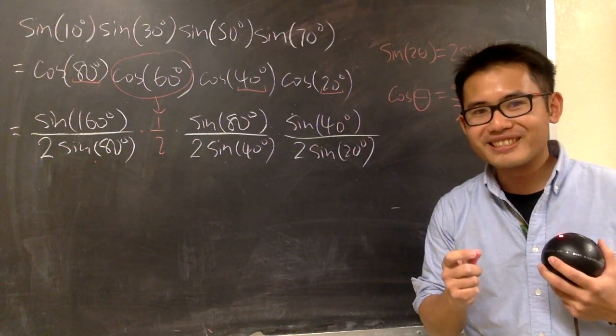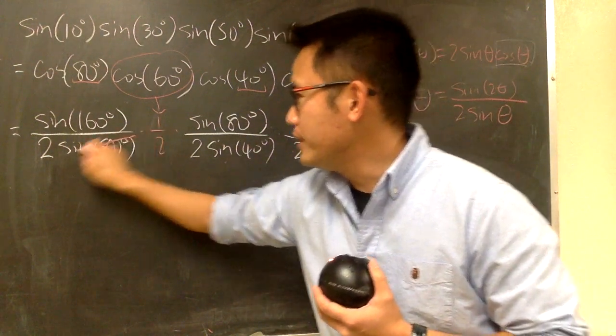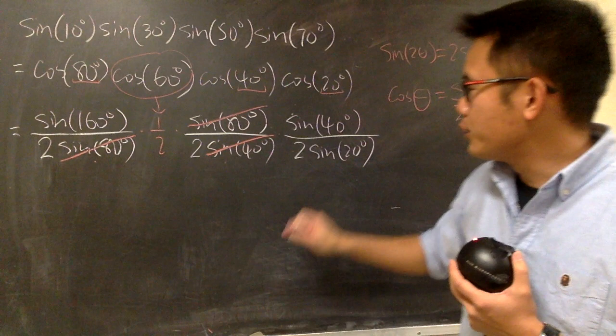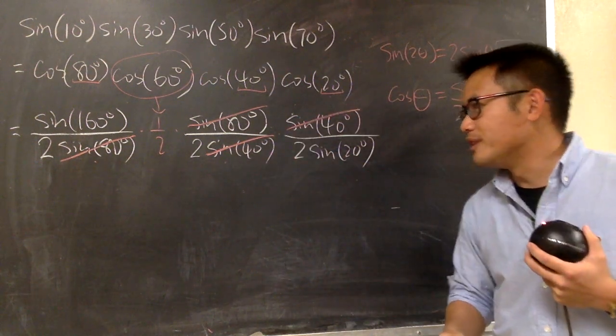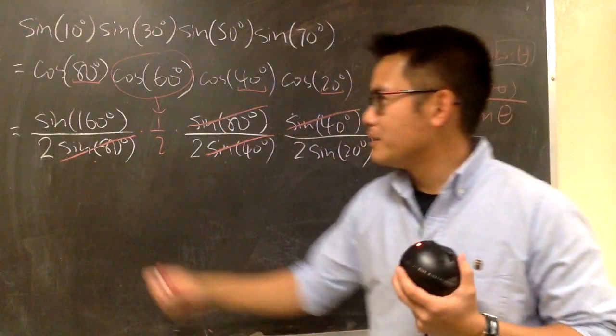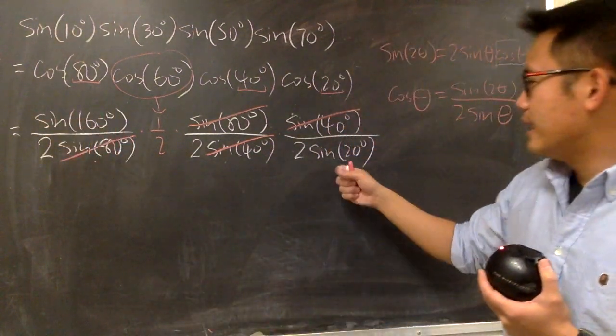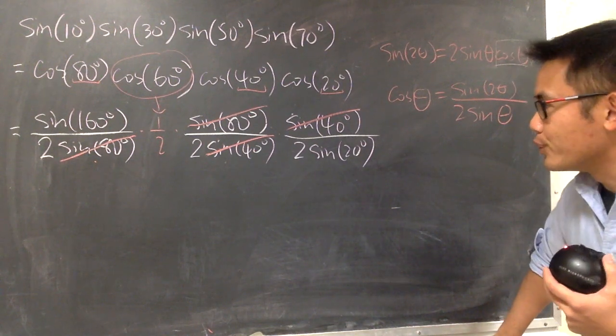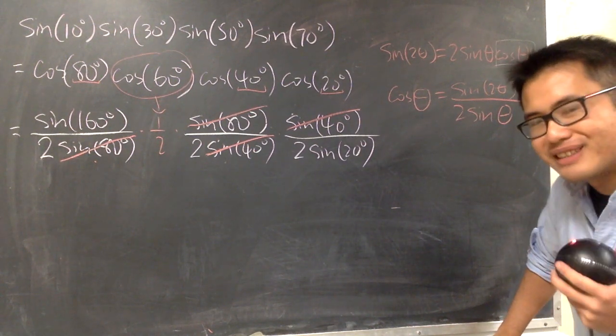Here is the fun part. Sine of 80 degrees and this sine of 80 degrees cancel each other out. Sine of 40 degrees cancel with that sine of 40 degrees. Okay, now what do we have left? Sine of 160 degrees and sine of 20 degrees. What can we do? Well, in fact, they are the same.